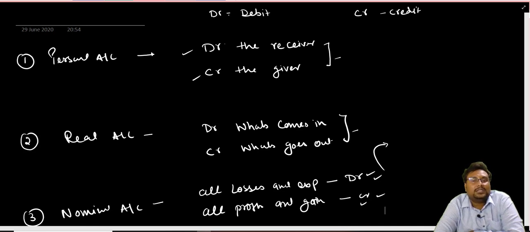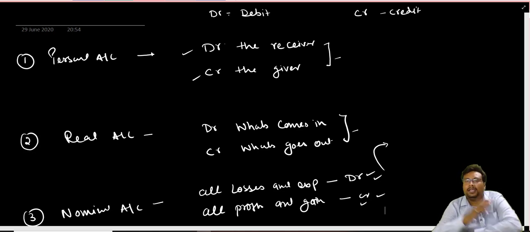The nominal account rule is all losses and expenses are debit. It means that if any losses and expenses occurred in the business, that will be debit. All profit and gain is credit. If any amount is generated as a profit, then it will be considered on the credit side of the nominal account. For example, suppose we receive interest from the bank. It is our income. So interest received will be debit or credit?